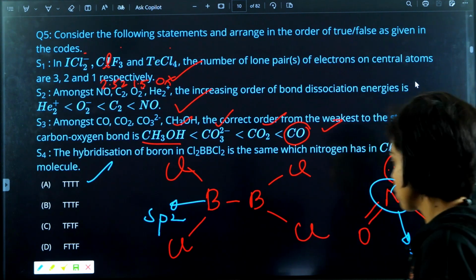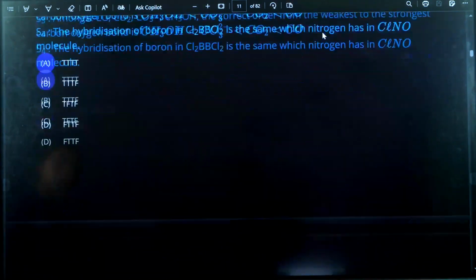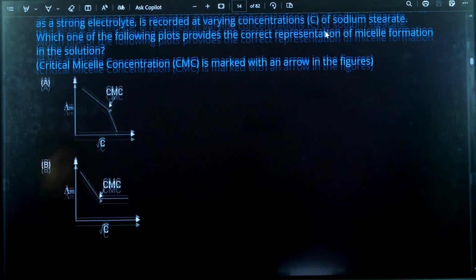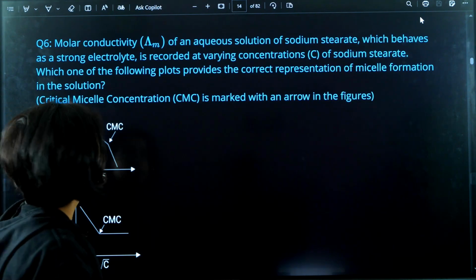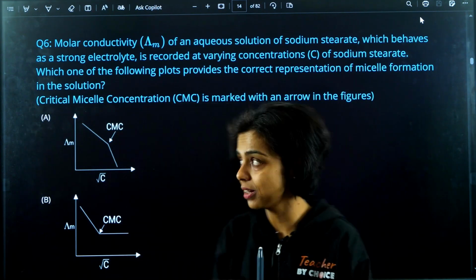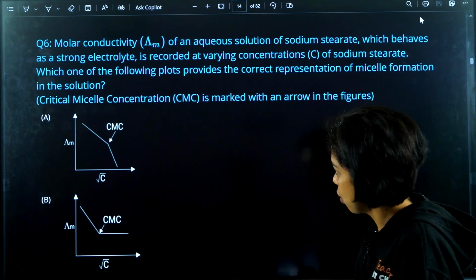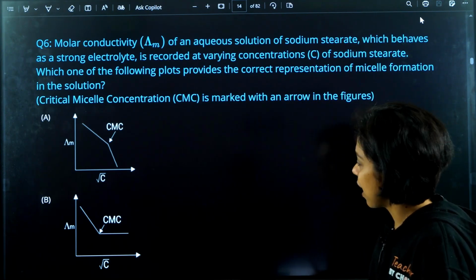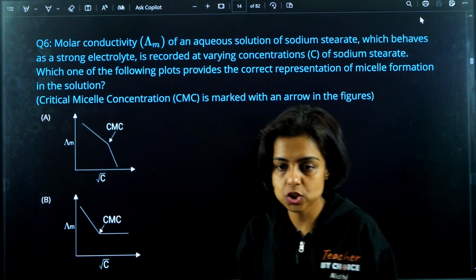So let's move on to the next question, that is question number 6. Okay, the surface chemistry question. The molar conductivity of an aqueous solution of sodium stearate, which behaves as a strong electrolyte, is plotted against varying concentration of sodium stearate. Which of the following plots provides the correct representation of micelle formation in the solution? CMC is marked with an arrow in the figure. So this is the molar conductivity versus concentration graph.